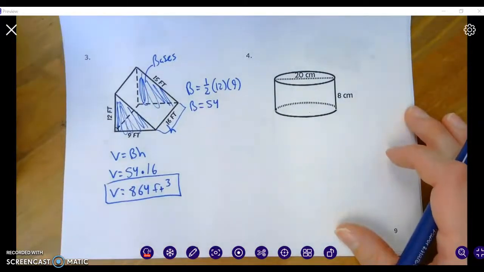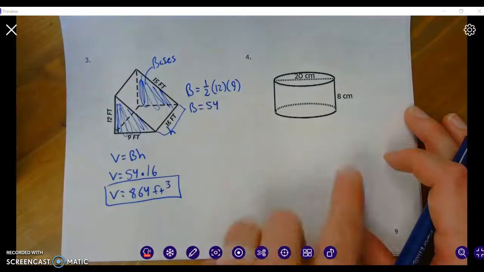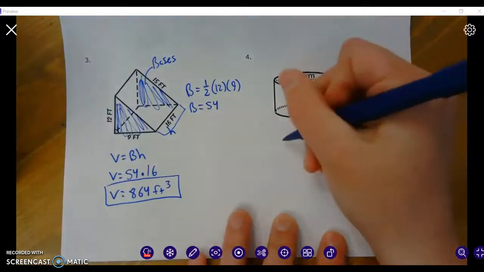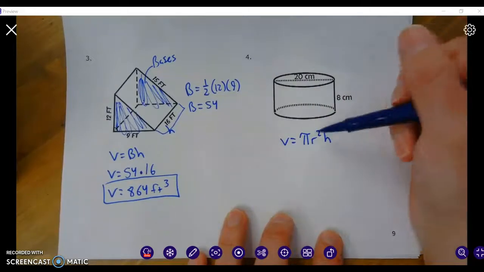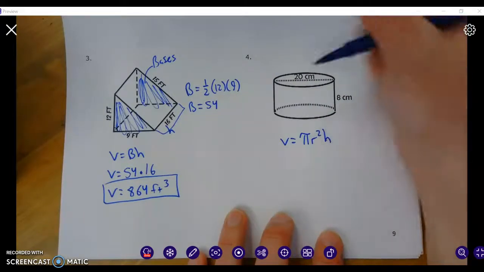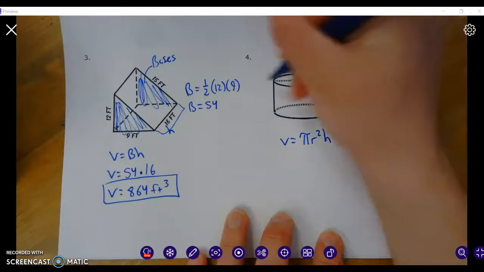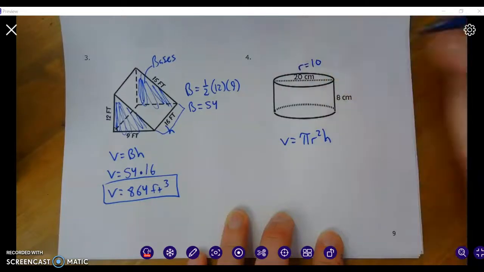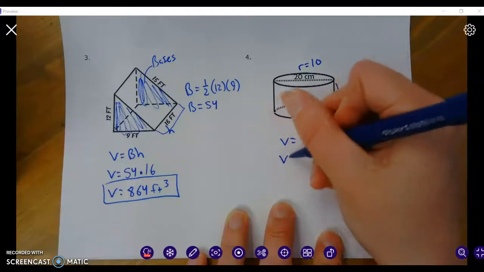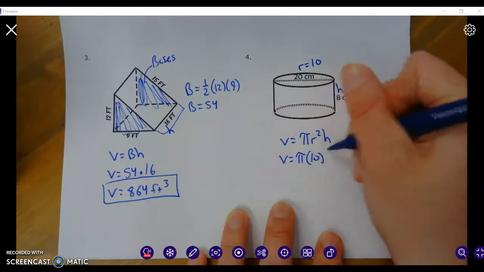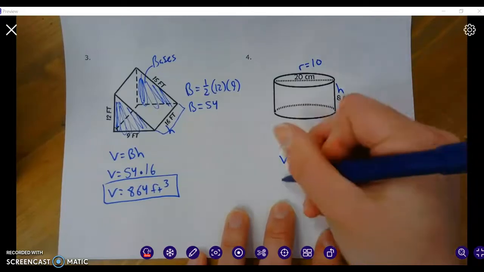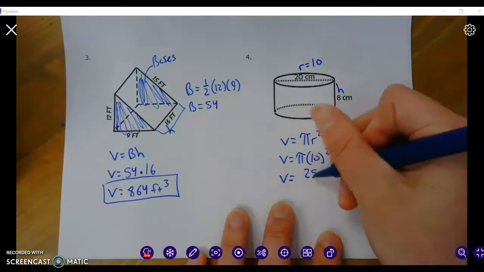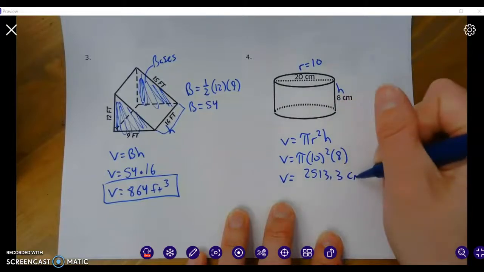Okay, so that is all of the prism questions. I'm going to now move on to cylinders. So our cylinder equation is pi r squared times height. So all we need to know is the radius and the height. And so the 20 centimeters is all the way across. So our radius is 10. And then we already know our height of 8. So we plug those in. Okay, so pi 10 squared times 8. And we get 2,513.3 centimeters cubed.